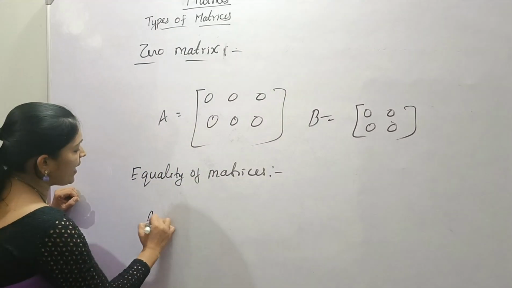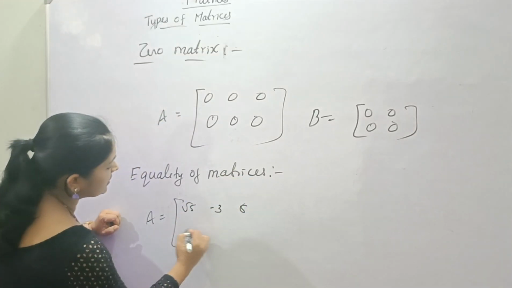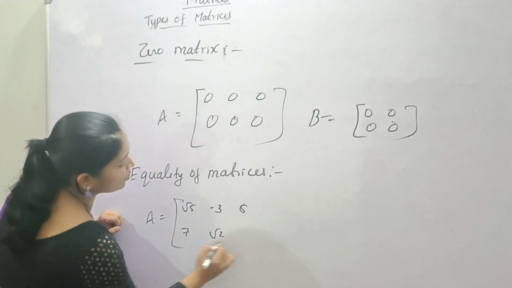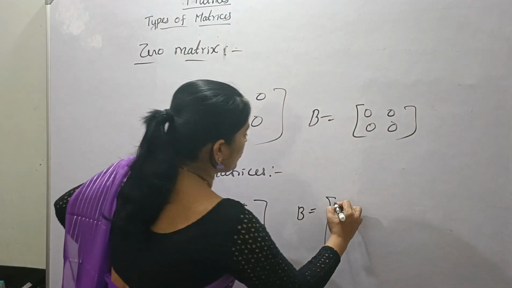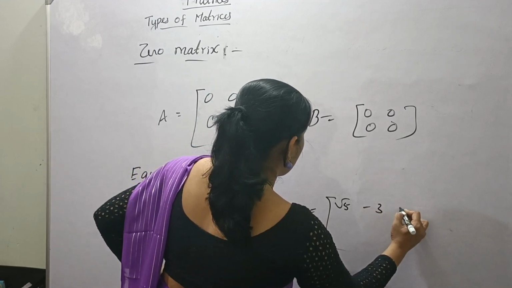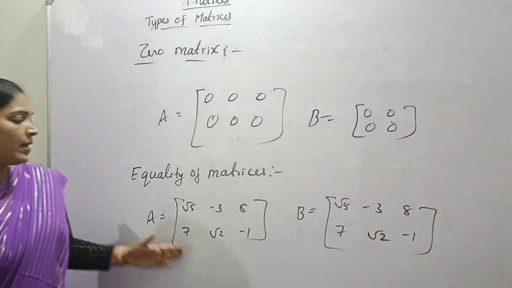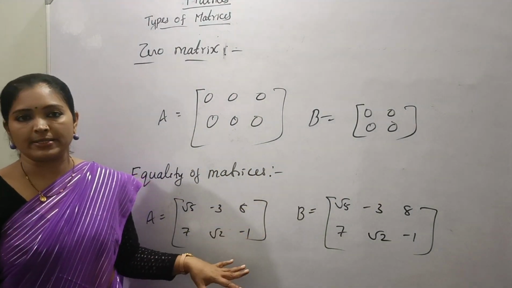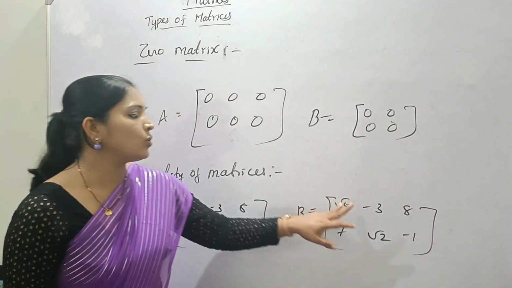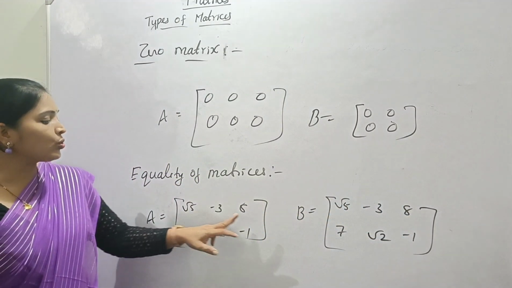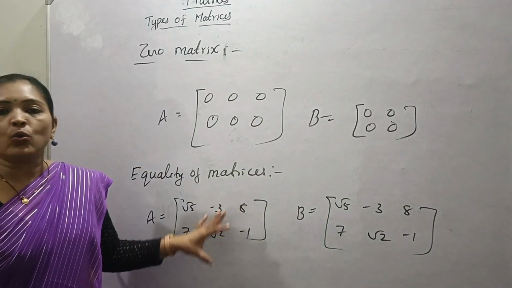For example, let us take A is equal to the matrix root 5 minus 3, 8, 7, root 2 minus 1. B is equal to the matrix root 5 minus 3, 8, 7, root 2 minus 1. Here A and B are equal matrices. Why? Their corresponding elements are equal, right? Root 5 minus 3 and root 5 minus 3, 8 and 8, 7 and 7, root 2 minus 1 and root 2 minus 1. So we say A and B are equal matrices.